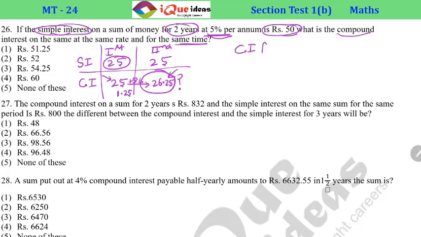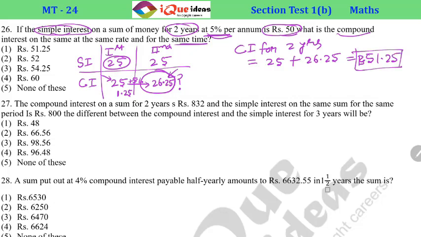So compound interest for total 2 years will be 25 plus 26.25, which is equal to 51.25 rupees. This was one great method which we have used in many questions in our previous videos. So the answer here is the first option, that is 51.25. Remember, simple interest for every year has to be the same, and for the first year, simple interest and compound interest both have to be the same. And then compound interest has to increase at the same rate, that is whatever is the rate given every year.